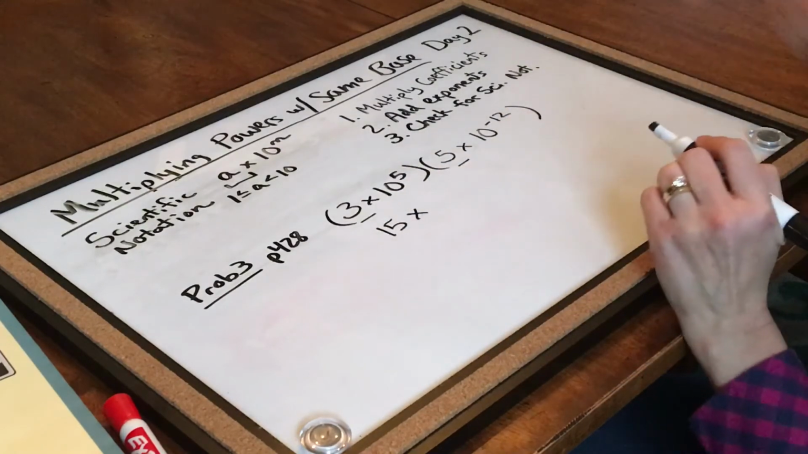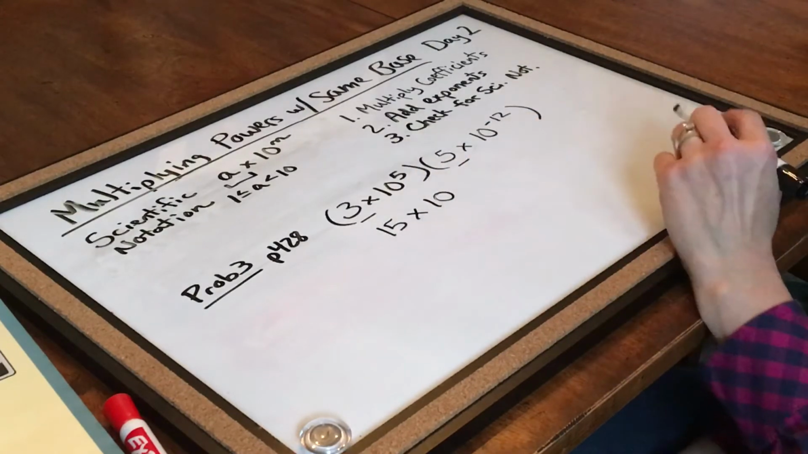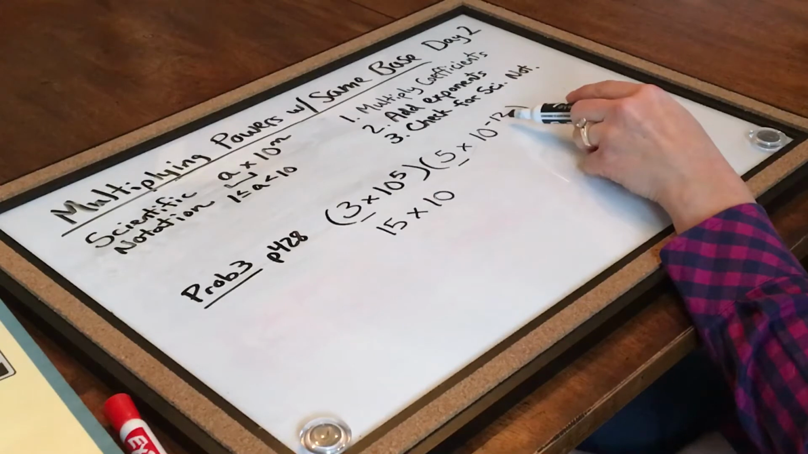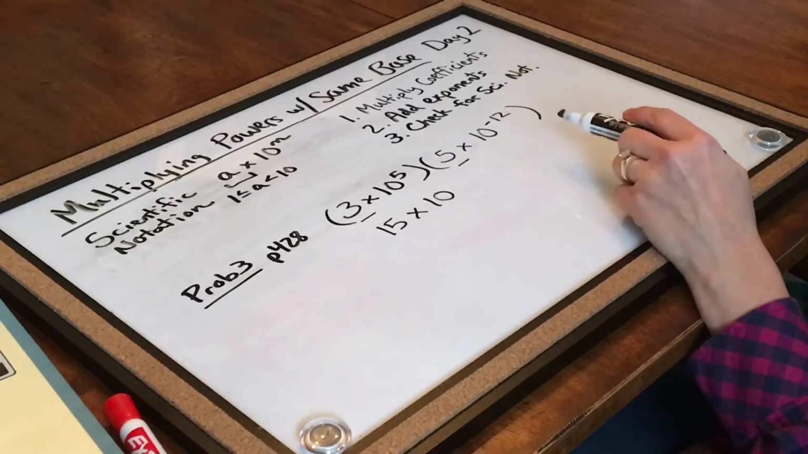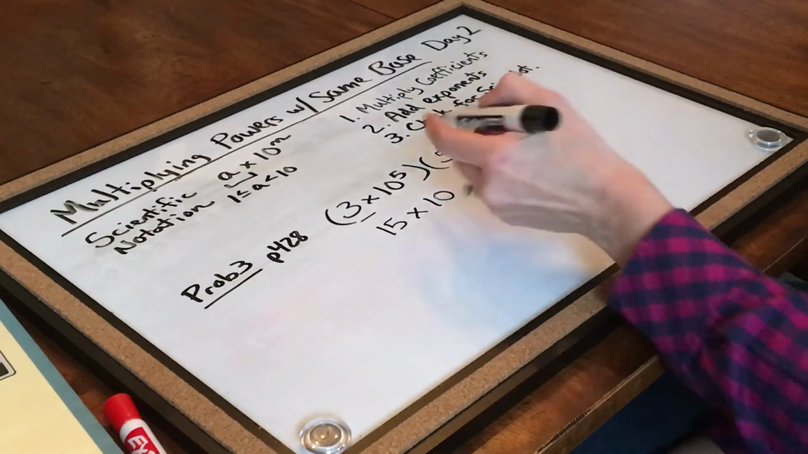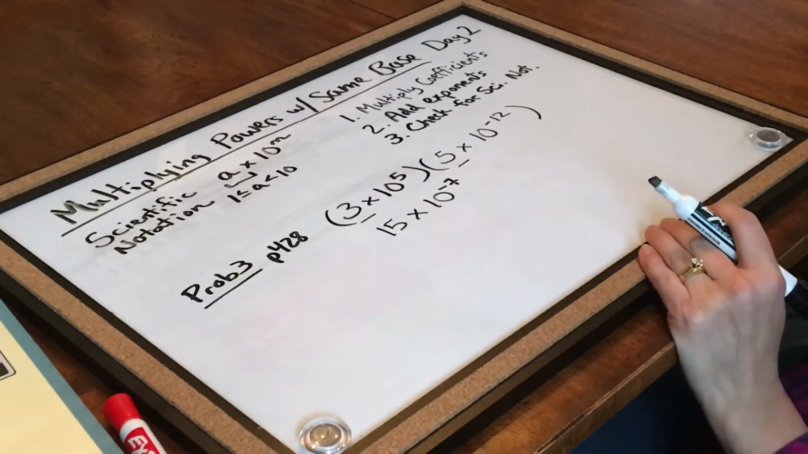Next up, we're going to add the exponents. I'm going to write my base in, and I'm multiplying 10 to the 5th times 10 to the negative 12th. So let's add those together. 5 plus negative 12 is negative 7, by my rules for adding positive and negative integers.